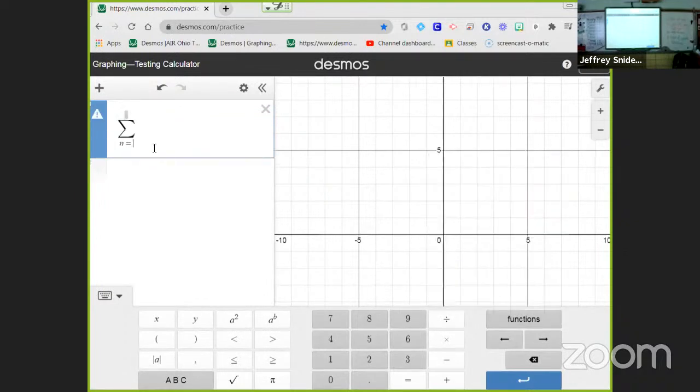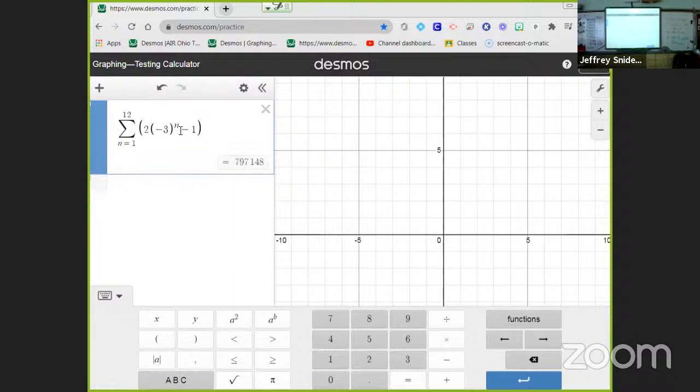So n equals 1, 2, what was it? How many terms are we adding together? 12. Go over. In parentheses now, I have to put the entire rule. So what was it? Again, I can't see mine. 2 times negative 3, raised to the n minus 1. And then I'm going to close that.